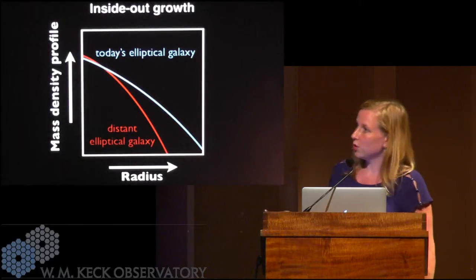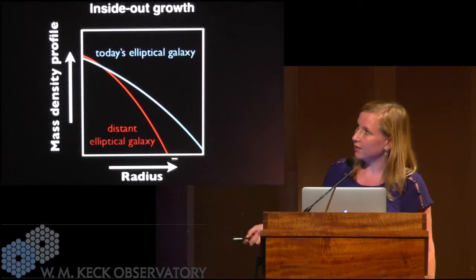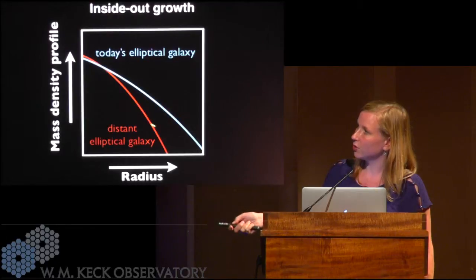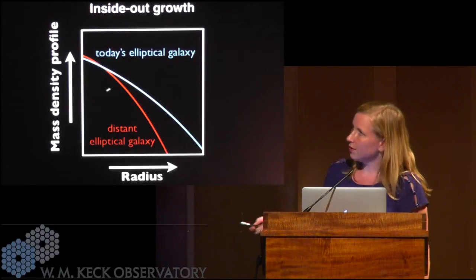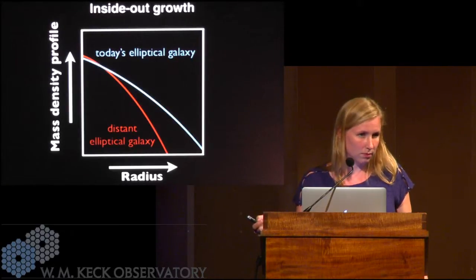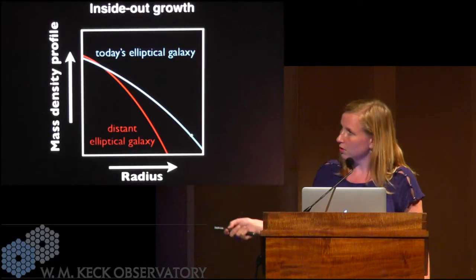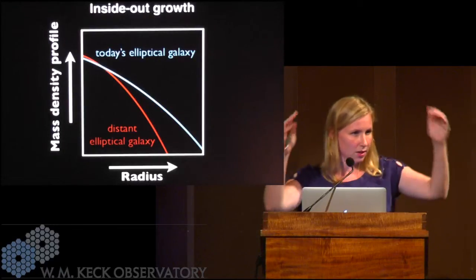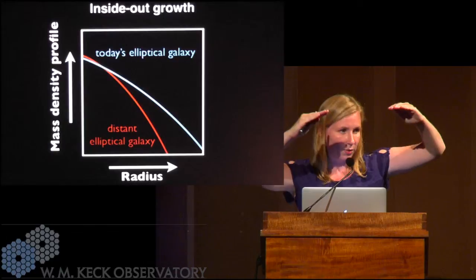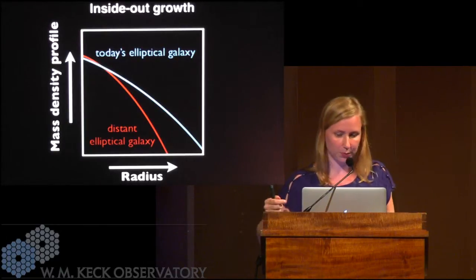Okay, so this figure I'm showing here is the mass density profile versus the radius. So this is the center, this is the outskirts, and this is a distant elliptical galaxy, and this is today's elliptical galaxy. And what you're seeing here, the center is pretty similar. There's not that much difference. The difference is really at the outskirts. So you see a large difference over here. So this really tells us that these galaxies grow inside out, likely by accreting smaller galaxies around them.